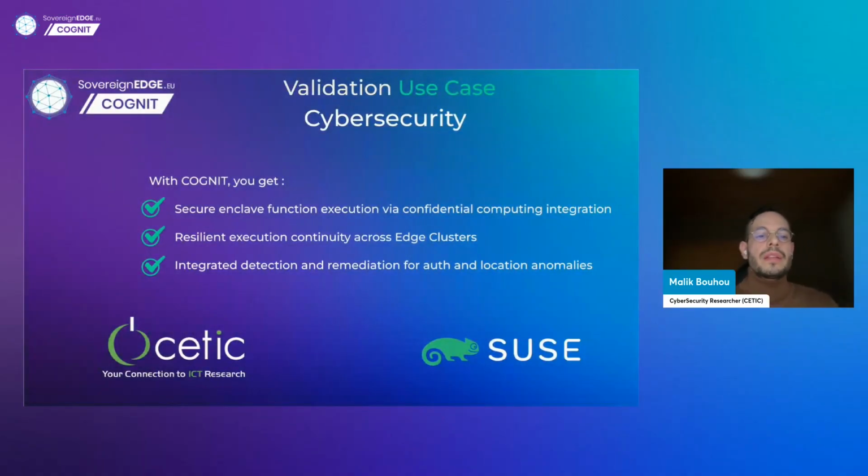And now, in this cybersecurity validation use case, we have shown that with COGNIT, you get secure enclave function execution via confidential computing integration, resilient execution continuity across edge clusters, and integrated detection and remediation for authentication and location anomalies.